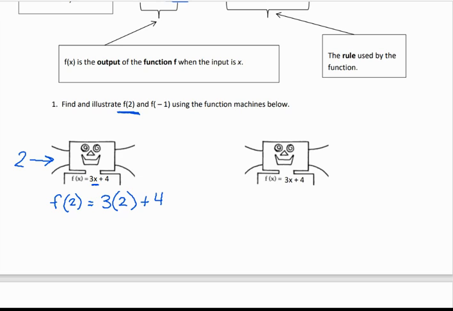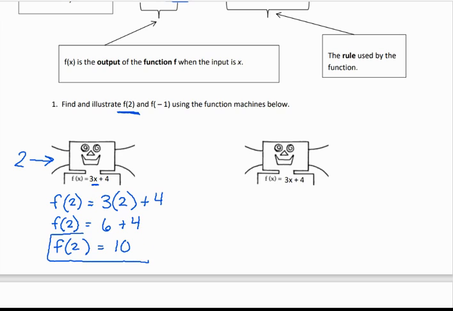Now, that left-hand side is not multiplication. It's not saying f times 2. That's just the notation. So I keep f of 2, and I simplify that right-hand side. Let's actually perform the operation that this machine is telling me to do. It's saying multiply by 3, so 3 times 2 is 6. And then it's saying perform the addition, add 4. So f of 2 equals 6 plus 4, which is 10.